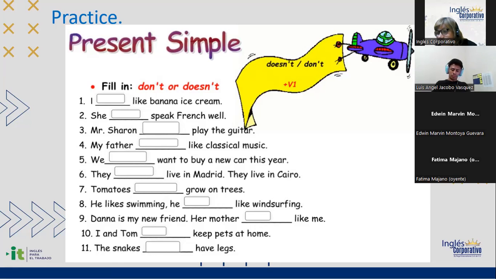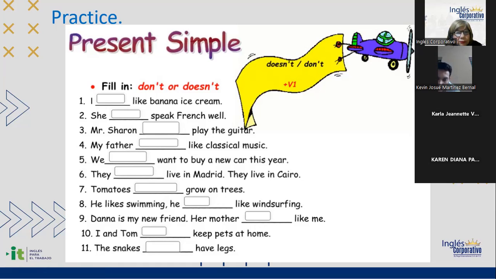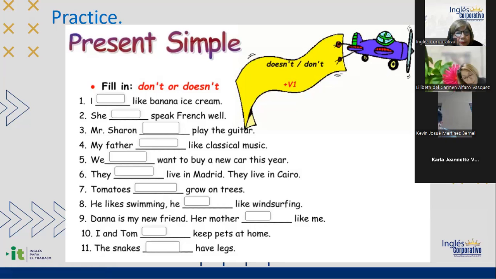Number eight. He likes swimming. He doesn't like windsurfing. Uh-huh. Number nine. Dana is my new friend. His mother doesn't like me. Okay, number 10. I and Tom don't keep pets at home. Pets is mascotas, right? Pets. Okay. Thank you. Number 11. The snakes don't have legs. Uh-huh. The snakes don't have legs.